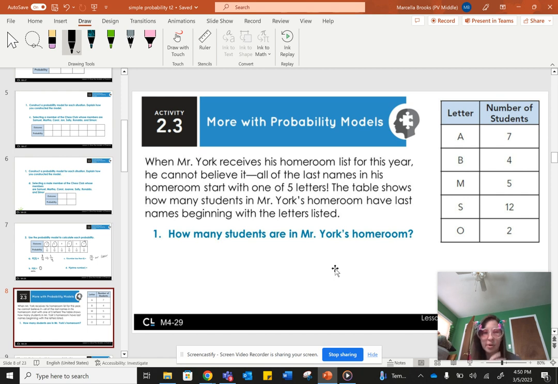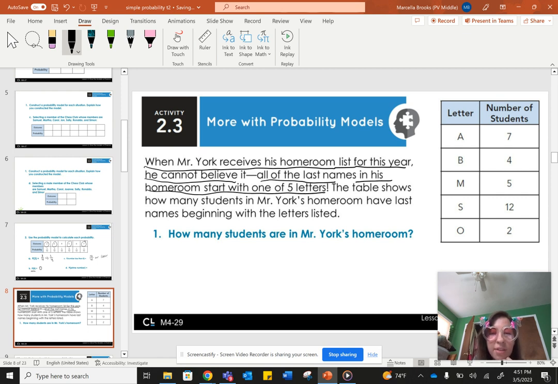Right. Okay, moving on. So we're looking at this. I'm going to read through the whole scenario here. When Mr. York receives his homeroom list for this year, he cannot believe it. All of the last names in his homeroom start with one of 5 letters. The table shows how many students in Mr. York's homeroom have last names beginning with the letters listed.